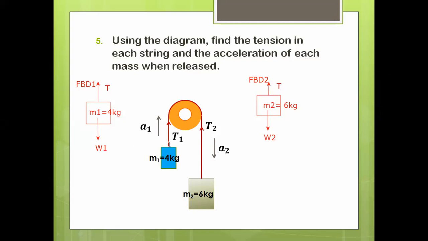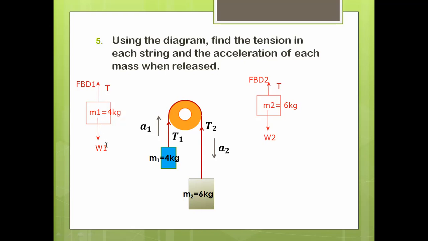There's a tension due to the string that is going up. See the diagram here in the middle. There's T1 and T2. Now we know that they are equal because they are connected in one connected string. So therefore, we can just eliminate the subscripts T1 and T2 and just call it T.